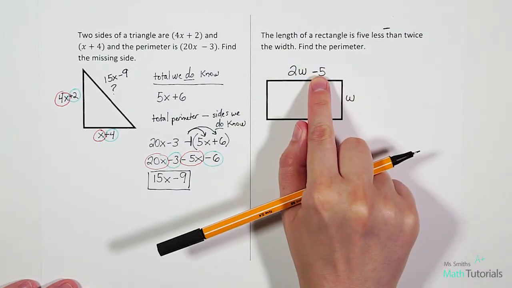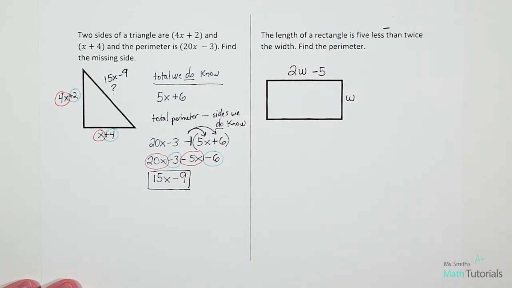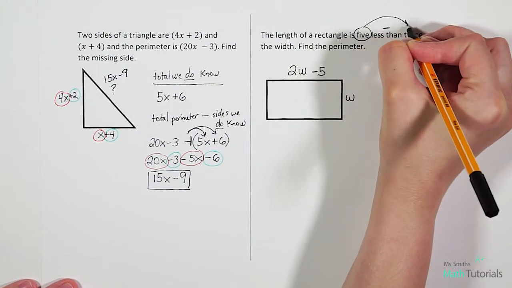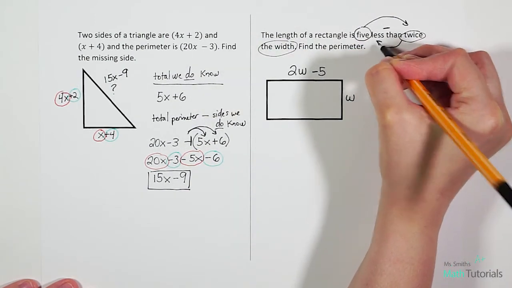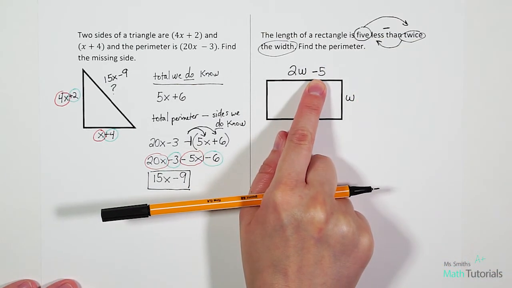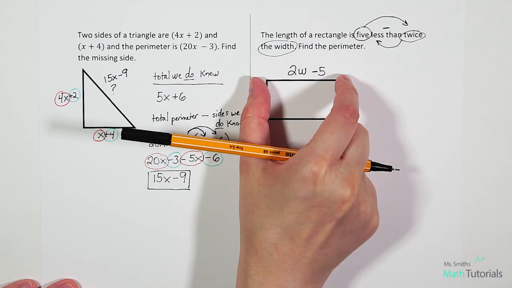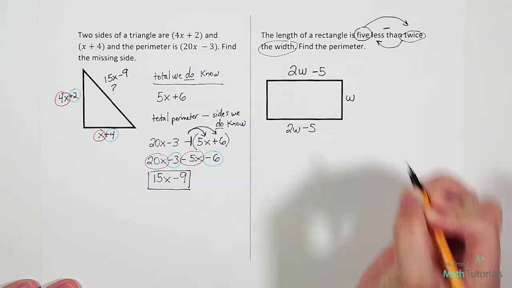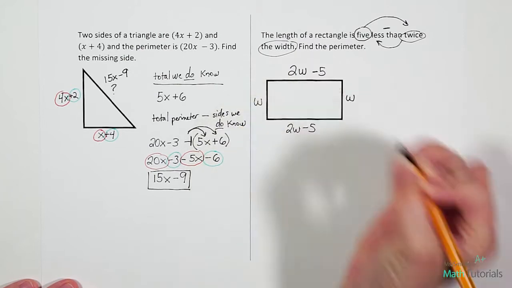So it's 5 less than twice the width. So again, explaining that kind of switch word that I mentioned for less than, the 5 would go in the back, and the twice the width would go in the front. We kind of switch those places. So we've got our twice the width in the front and the 5 in the back. So now that we've got that labeled, we just need to find the perimeter. So if this length is 2W minus 5, then this length is also 2W minus 5. And if this side is W, then this side is also W.